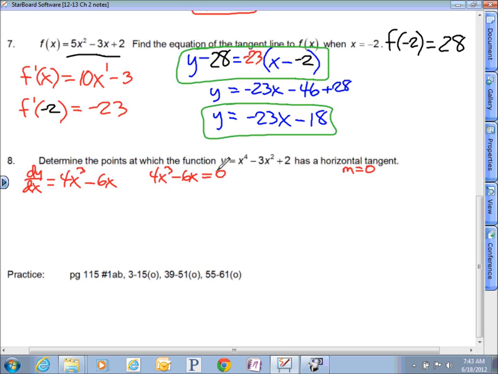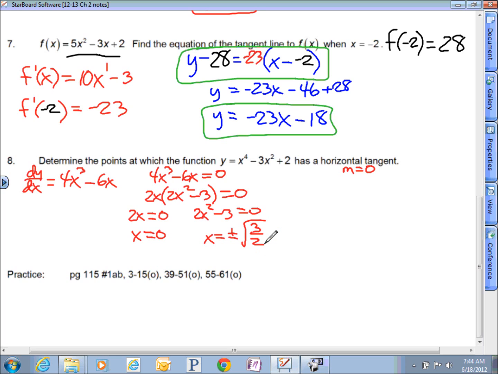Now what are we going to do to solve? I'm thinking I'm going to take out a 2x because it's common to both terms. That'll leave me 2x squared minus 3 equal to 0. Solving 2x equals 0, there's one of my solutions, or one of my x-coordinates of horizontal tangents. 2x squared minus 3 is equal to 0. How about if we add 3, divide by 2, square root. So x would be plus or minus, because of the square root, the root of 3/2. So it looks like there are 3 horizontal tangents in this problem.